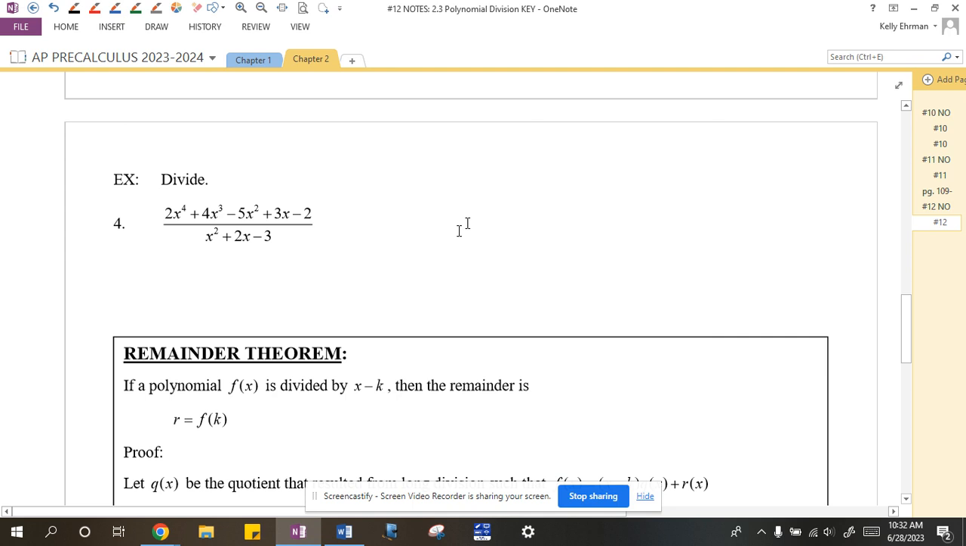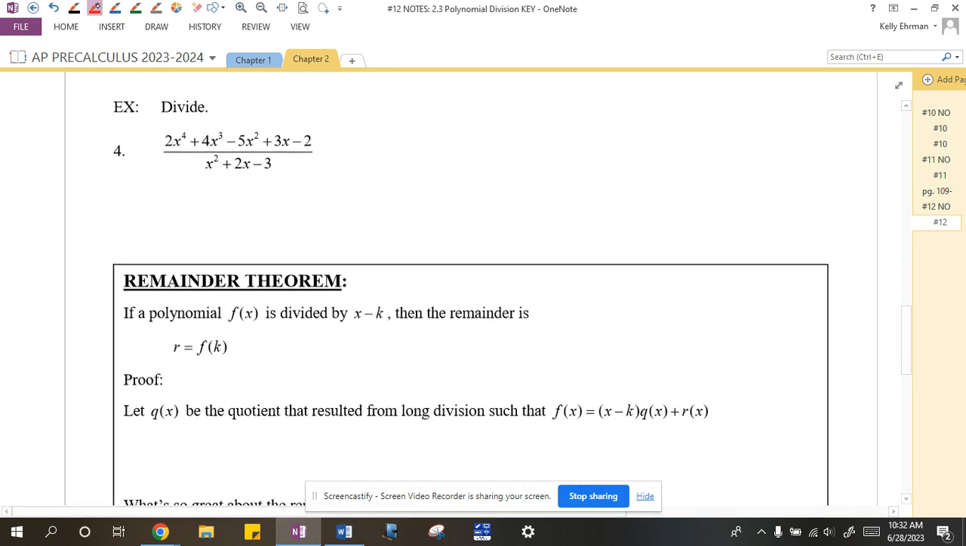And example 4 just says divide, so it doesn't say find all the real zeros, it just says divide. And remember, we're taking this numerator divided by this denominator, so the divisor is not linear, it's x squared, it's actually quadratic, so that means that we can't use synthetic division. Synthetic division only works for linear factors. So we're going to set up long division for this. X squared plus 2x minus 3 is the divisor. The dividend is 2x to the 4th.